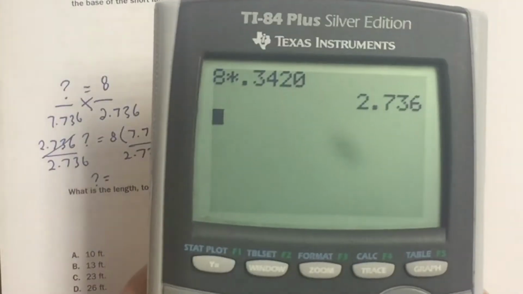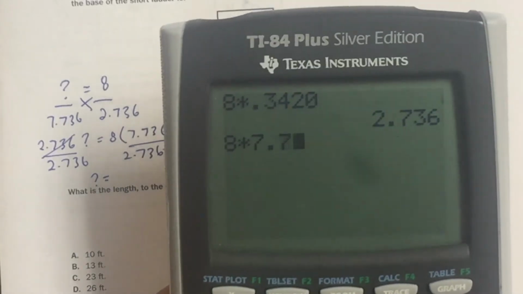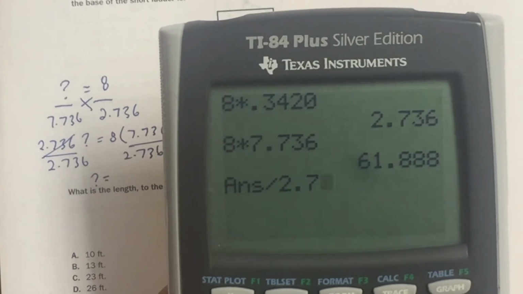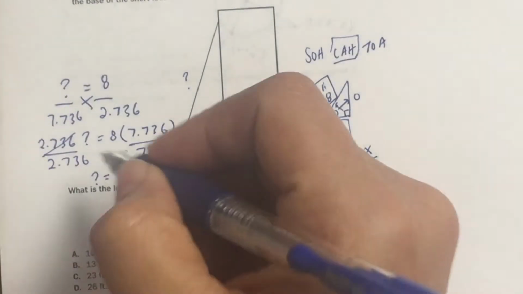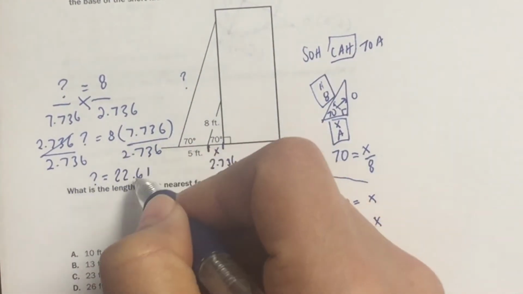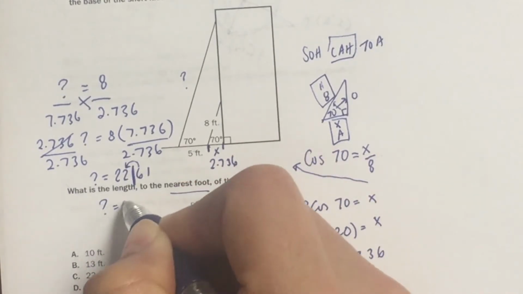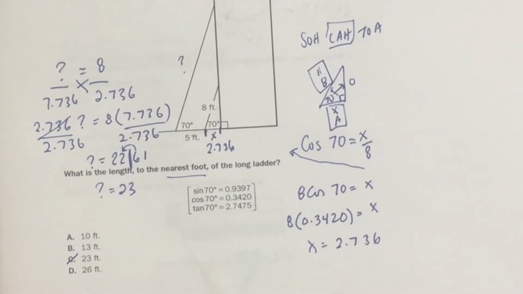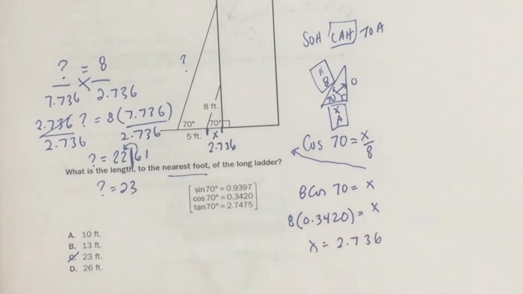So it's going to be 8 times 7.736 divided by 2.736 equals 22.61. And rounding it to the nearest foot, so no numbers have decimal. What's that 6 going to do? It's going to make it go up, so question mark is 23. I'm pretty sure if you compare this, we'll just stop there.